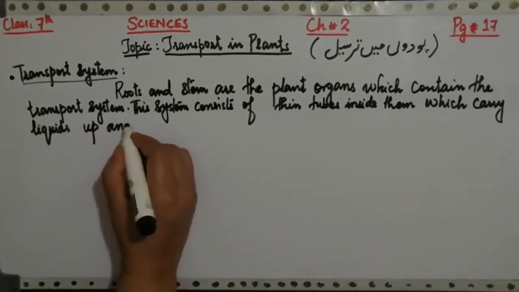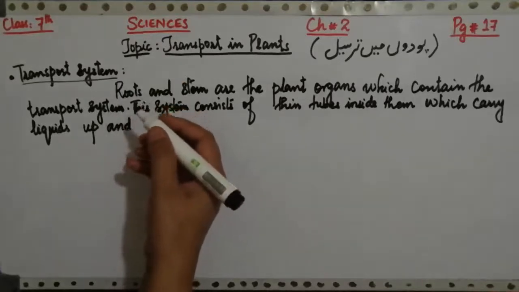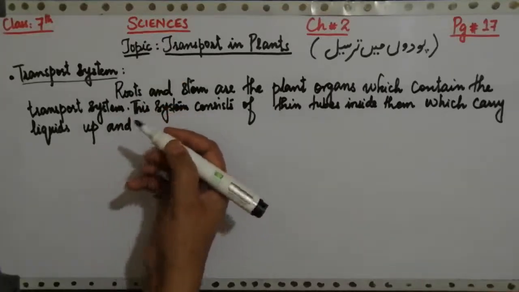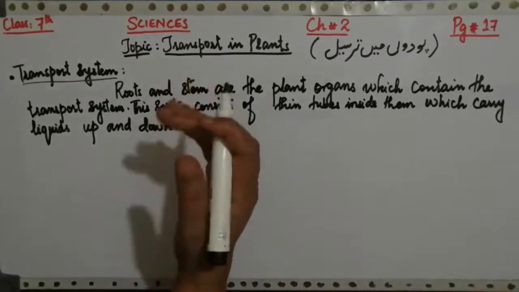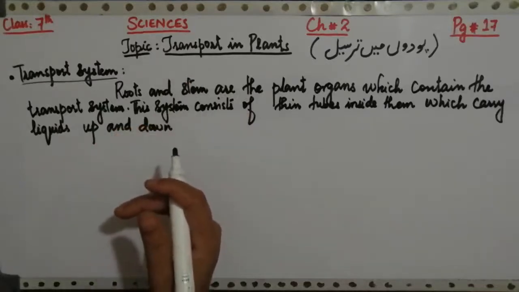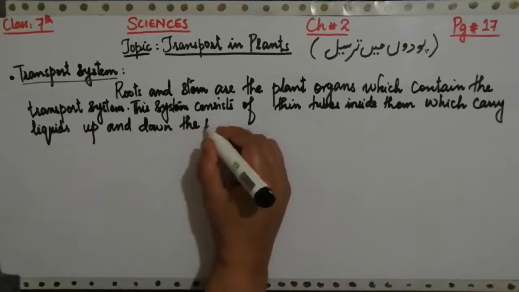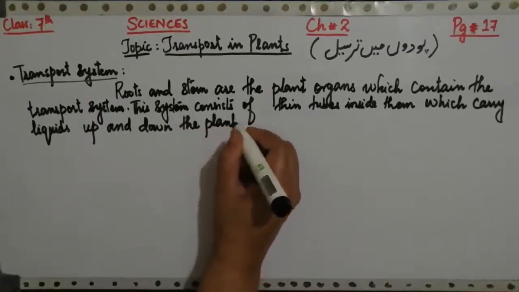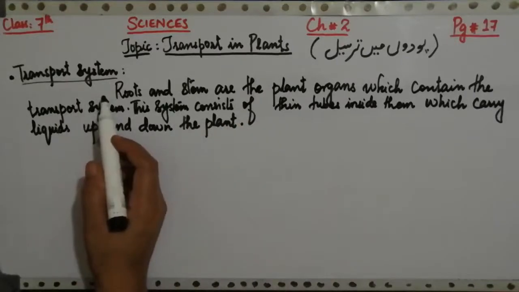Up means from roots to the aerial parts, to the above parts of the plant which are present above the ground, and down, that is from the aerial parts to the roots, that is from the stem to the roots. So up and down the plant. So this system is called transport system.